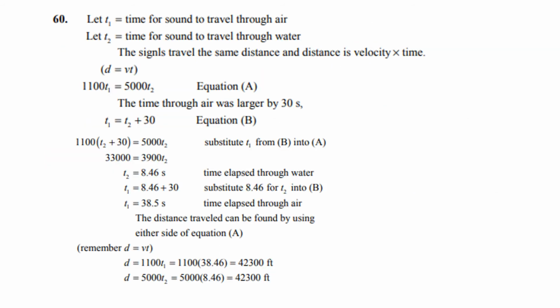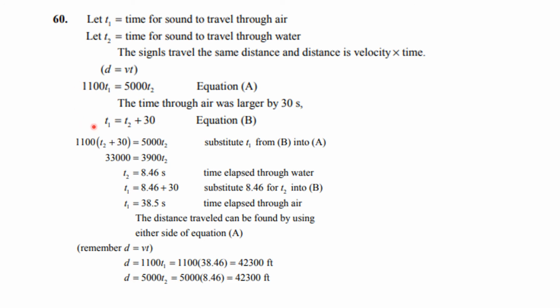Let's see how you did. Now, here distance is equal to rate times time, so we let T1 equal the time for sound to travel through air, and T2 be the time for sound to travel through the water. They went the same distance, so distance equals rate times time, or velocity times time. So this distance has to be the same as this distance. But we also know that the time through air was larger by 30 seconds. So that means that we have T1 is equal to T2 plus 30. So we have two equations, this one and this one. Two equations and two unknowns.